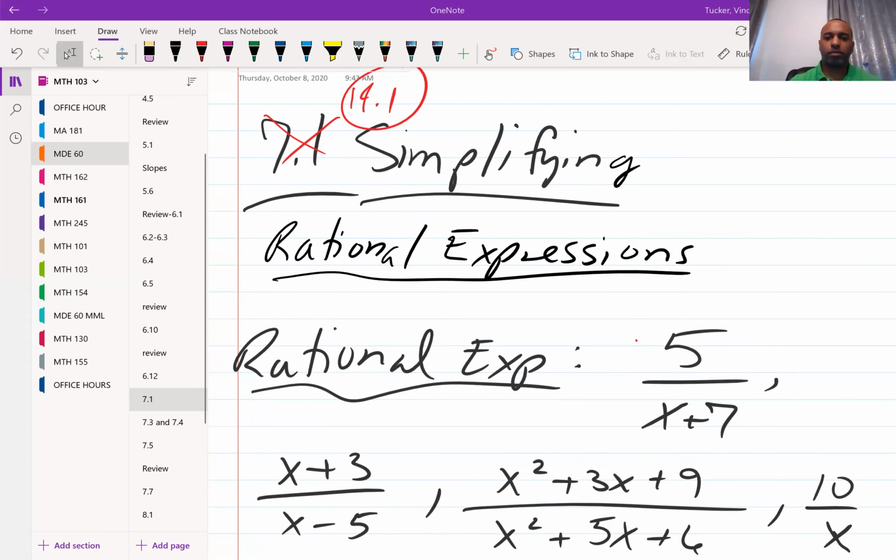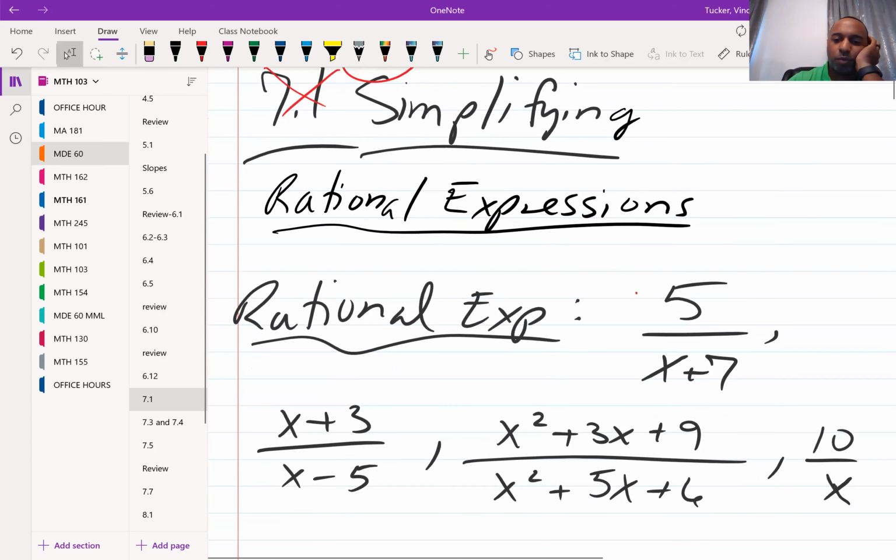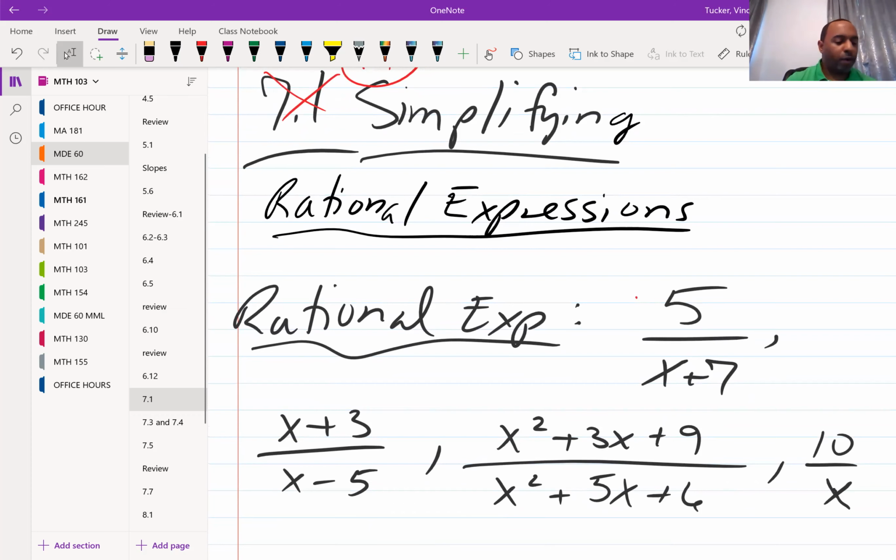All right, so a rational expression is just another name for a fraction. For the most part, we're going to have variables in our denominators now, so that's what's making it a rational expression. But it's just another term used for fractions. These are examples: 5 over x plus 7 is a rational expression; x plus 3 over x minus 5; x squared plus 3x plus 9 over x squared plus 5x plus 6; and 10 over x. All of those are just examples of rational expressions.